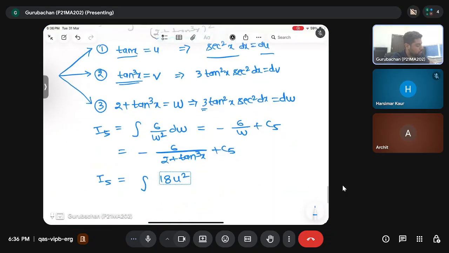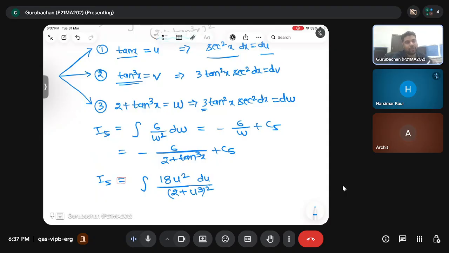So this will be du, and in the denominator you will have (2 plus u cube) whole square. Again you can see that you can have some different kind of form. Now you have to again substitute u cube as some t, or you can say 2 plus u cube as some z. So rather than doing this, we directly go for this third substitution.